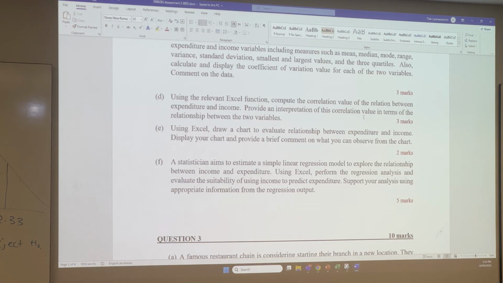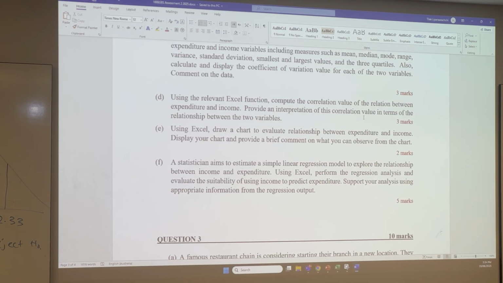And the other thing is that, okay, the other thing is that I know this is quite hard.